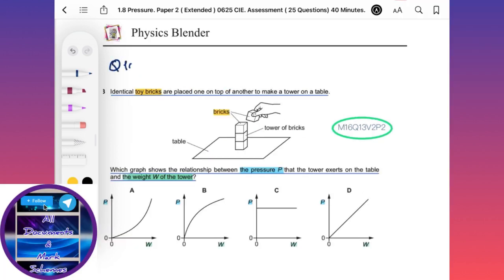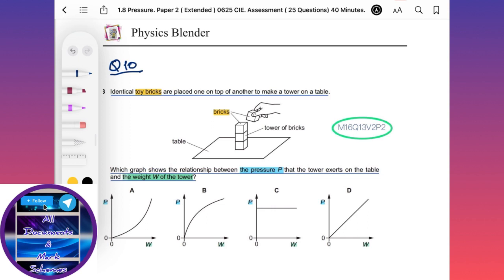Question 10. Here we have a graph. Graph tells a story. We have identical toy bricks placed on the top of another to make a tower on a table. Which graph shows the relationship between pressure P that the tower exerts on the table and the weight W of the tower?